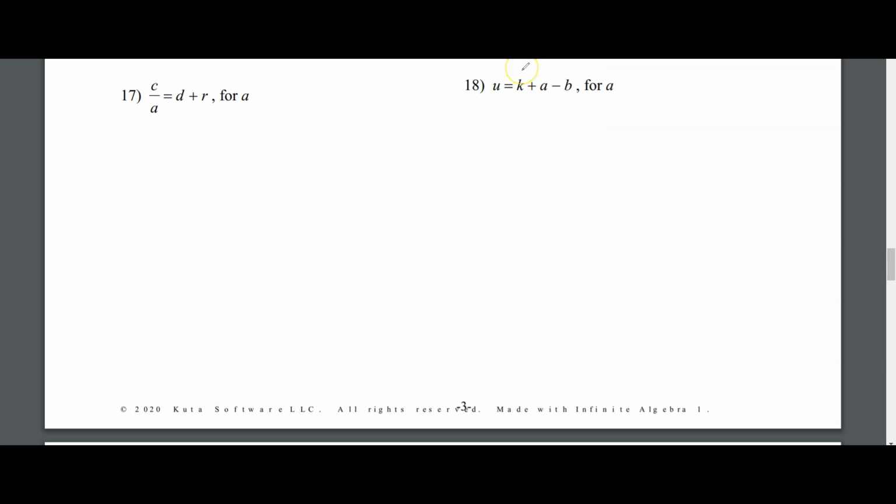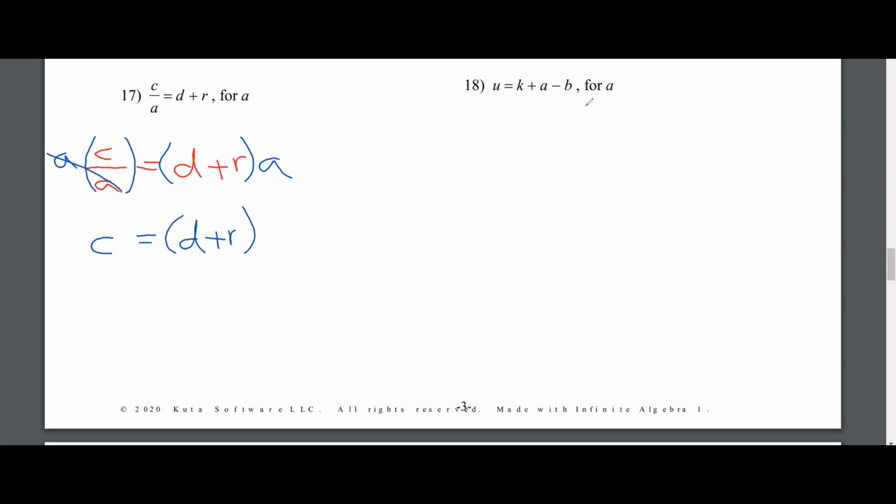So again, I'm going to rewrite this just because it's easier to show the multiplication. But if I multiply both sides by A, that gets it out of my denominator. So it simplifies over here. I'm left with C is equal to the quantity D plus R times A. Now you may be tempted to distribute this A to both the D and the R. But remember, our goal is to get A by itself.